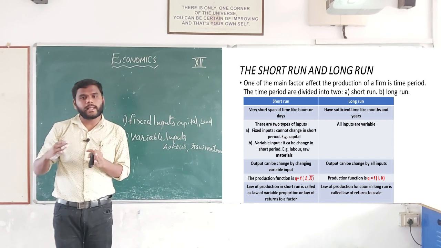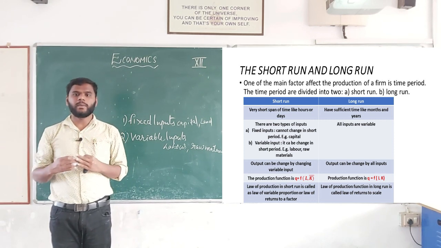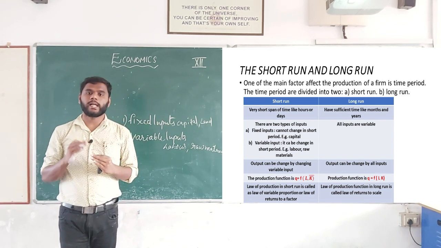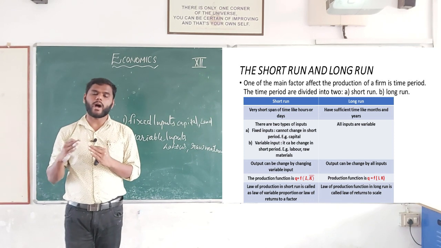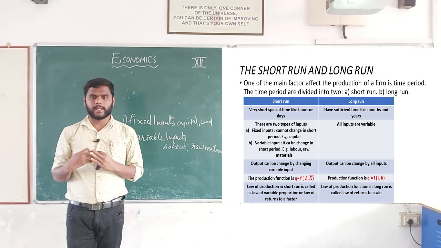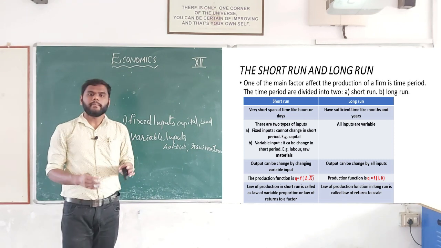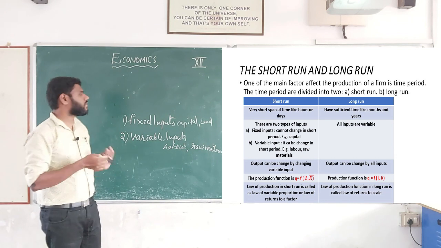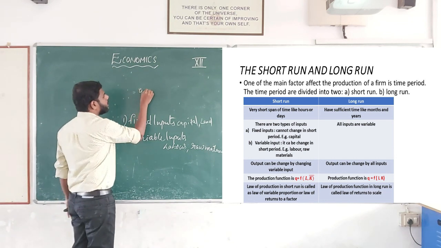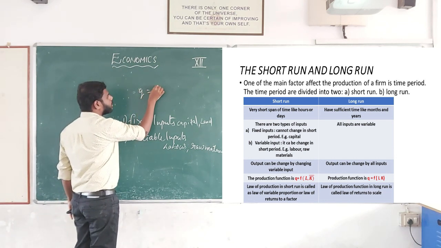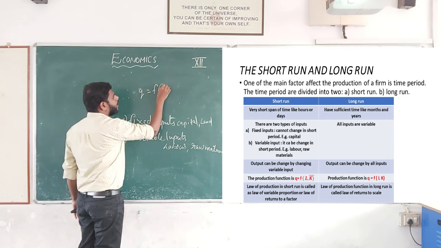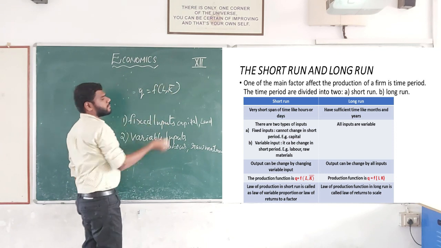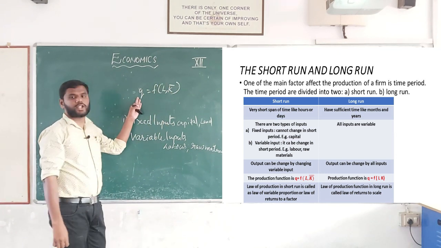അപ്പോൾ ലോങ് റണ്ണിൽ all inputs are variable, whereas in short run some of the inputs are constant, that is fixed, and some are variable, that is changing. I think it is clear. See, based on this we can write the short run production function as Q is equal to a function of labor and capital. This is the short run production function.